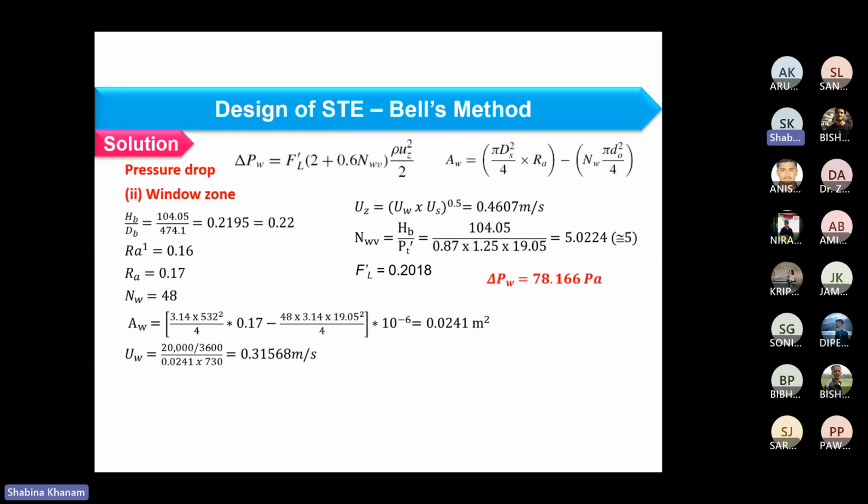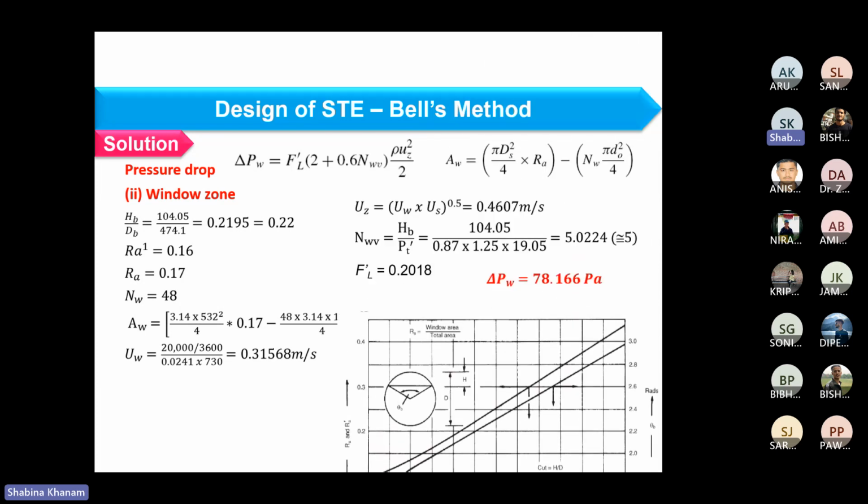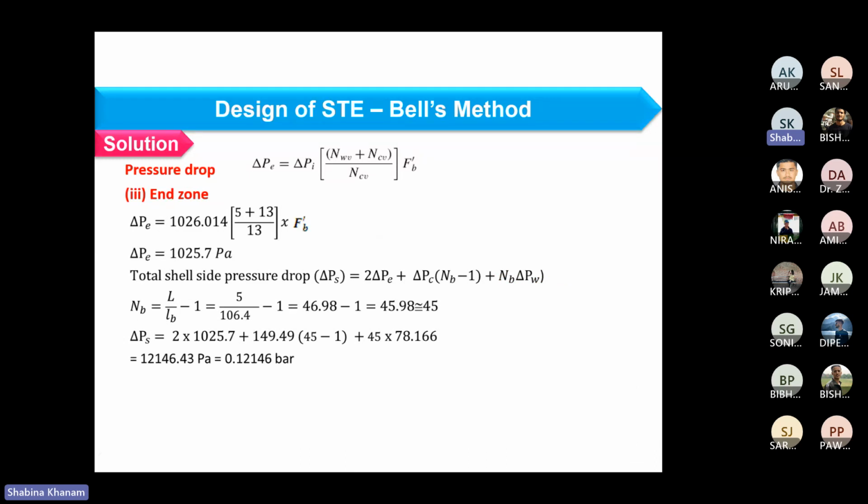So in this way you can find out the pressure drop for the window zone, and lastly we need to find out the pressure drop in the end zone. So this is the expression for pressure drop in the end zone, and delta pi we have already calculated, and this is the total number of restrictions which need to be crossed by the liquid at the end zone. So (NWV plus NCV) by NCV into FB prime. All values you know already. So you can find out delta PE as 1025.7 Pascal, and once you do this, you have calculated the pressure drop of each zone.